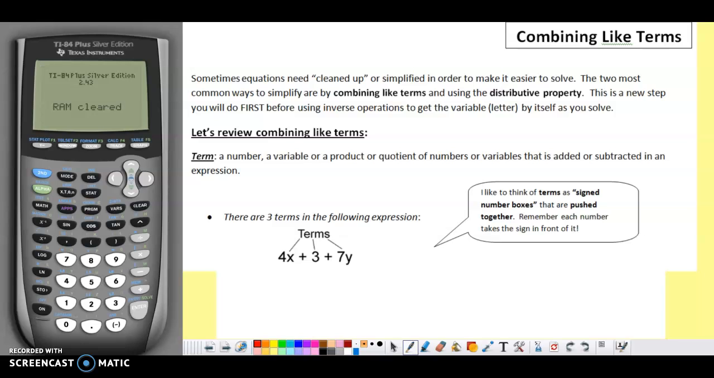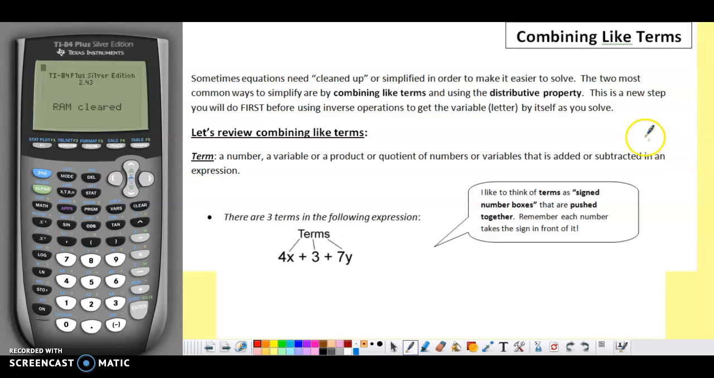Right, now sometimes equations need cleaned up or simplified in order to make them easier to solve. The two most common ways we simplify, like we looked at in the last unit, are combining like terms and the distributive property. So today we're going to spend a little time reviewing combining like terms. And this is on page 22 of your packet if you'd like to follow along and fill out your note sheet.